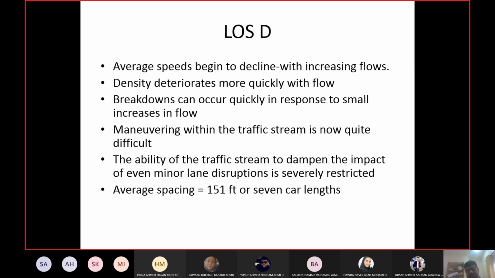Now in this case, since the density has increased a lot, you are following the other drivers, the spacing is less, so maneuvering is very difficult. The maneuvering from the lanes, between the directions, from one highway to the other is very difficult, and minor lane disruptions are also restricted.